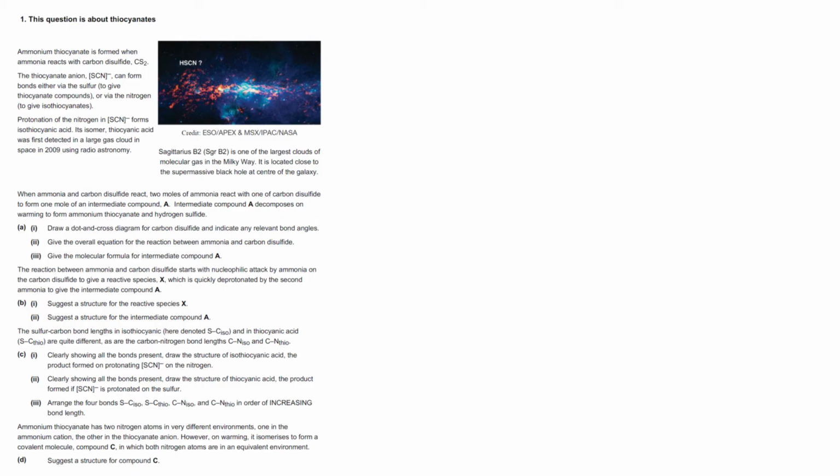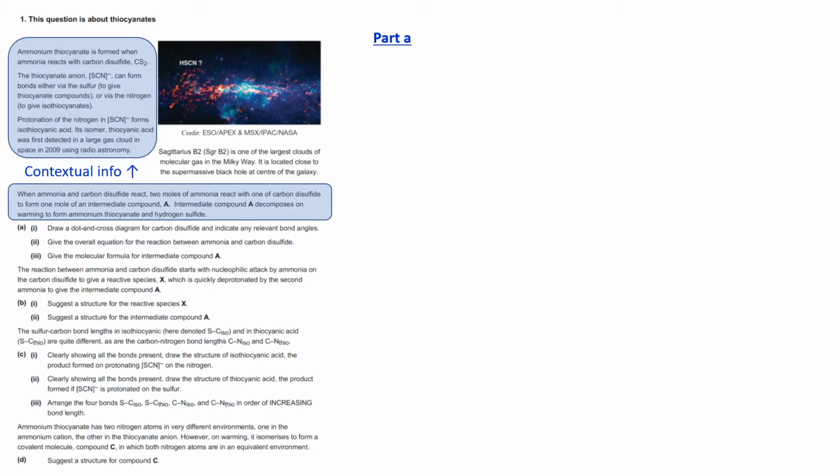So looking at the first question, let's do part A. At the top you've got some contextual information that just starts the idea off. You don't have to worry too much about the fact that it's talking about space signs, but it talks about isothiocyanates and the thiocyanate ion and gives some contextual astronomical connections there for you. So in the first part, it gives you some information. It's quite important to read that because then it starts talking about the chemistry. So it says when ammonia and carbon disulfide react, 2 moles of ammonia react with 1 of carbon disulfide to form a mole of an intermediate compound A.